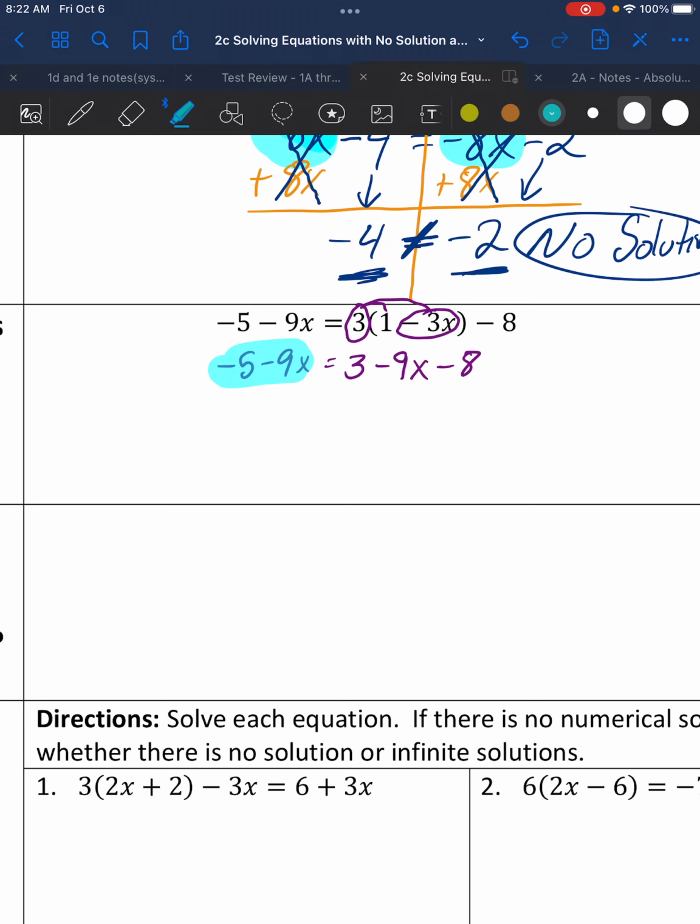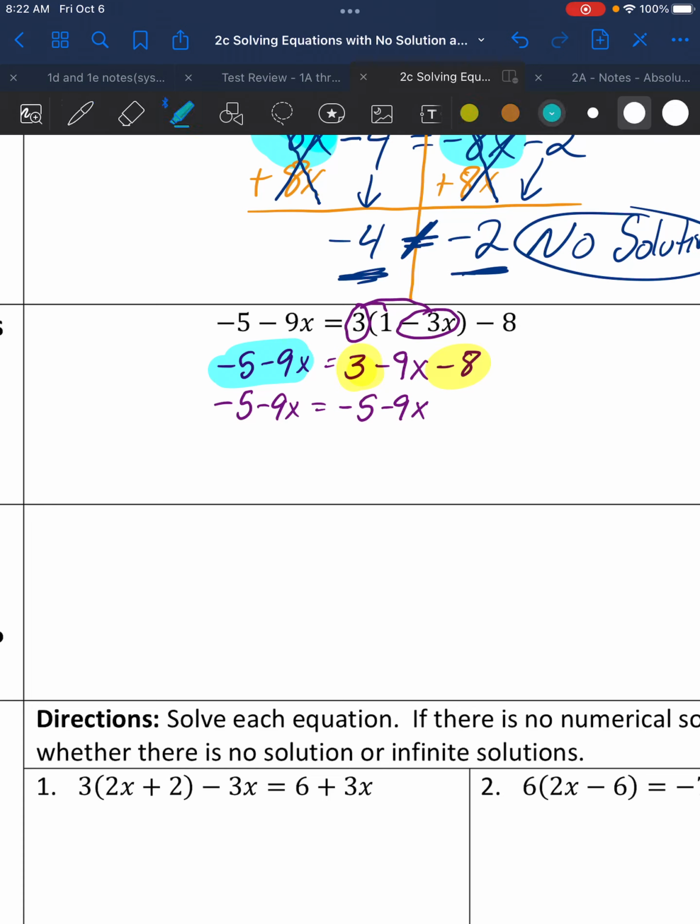I'm going to look to see, do I have any like terms on the left side of the equal sign? No. Do I have any like terms on the right side? Yes, I do. I have 3 minus 8. So I'm going to put those together first. So I'm going to copy down the left side. 3 minus 8 is a negative 5. And then minus 9x will come down.